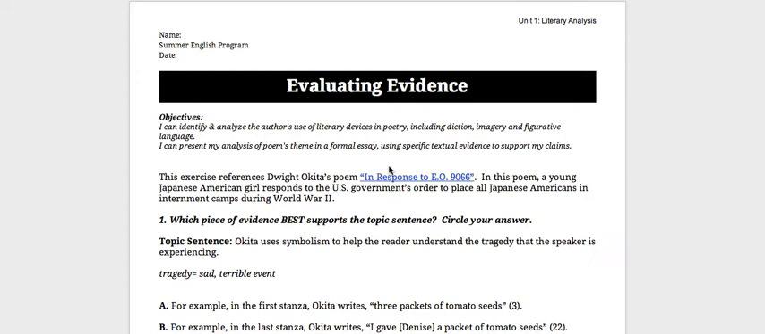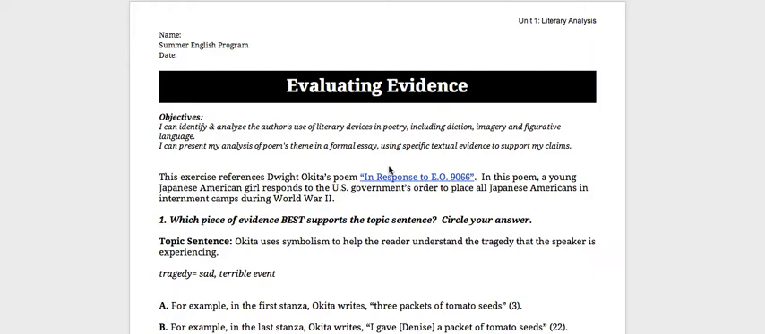In this video, I'm going to explain this handout on evaluating the evidence that you will include in your body paragraphs. In your poetry analysis essay, you want to make sure that you include evidence that proves your topic sentence, and you want to ensure that you have enough context for that evidence so that the reader understands what you're talking about.